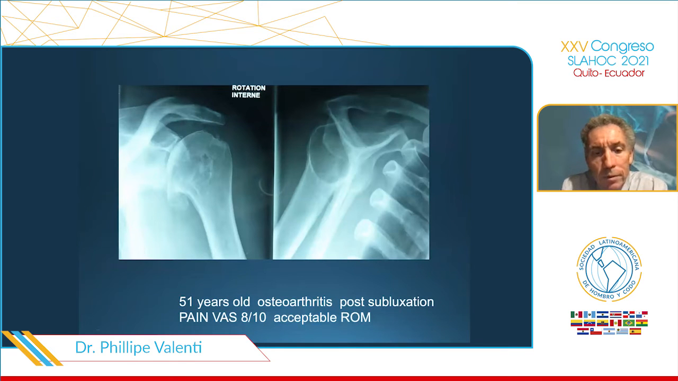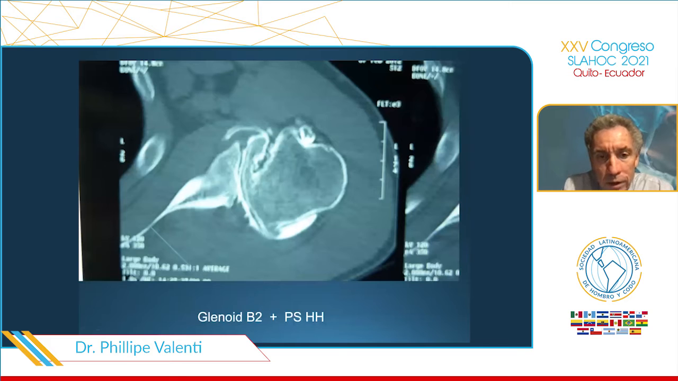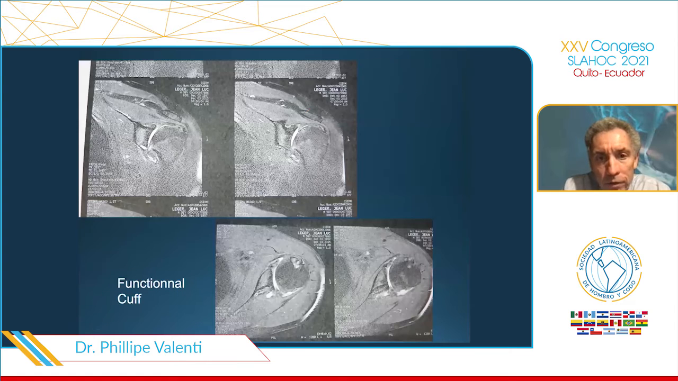So this is an example of a 51-year-old patient with osteoarthritis, posterior subluxation of the humeral head, very painful, but with acceptable range of motion. On the CT scan, you have a retroversion of 23 degrees and a posterior subluxation of more than 80%. This is a Glenoid B2, and the cuff is functional.